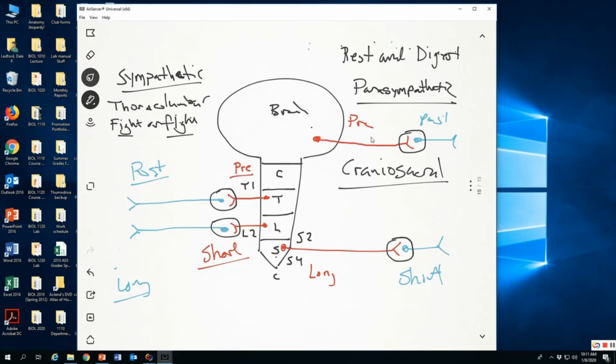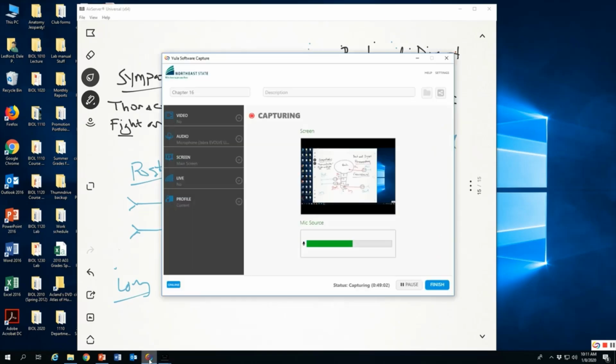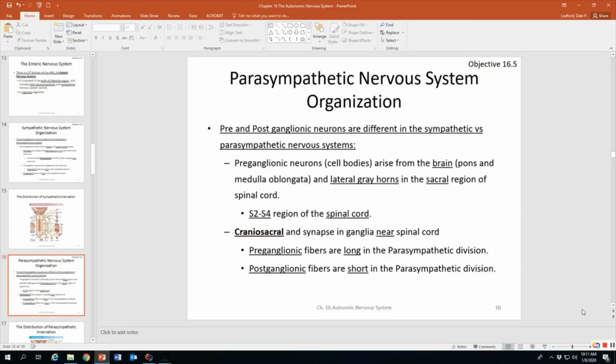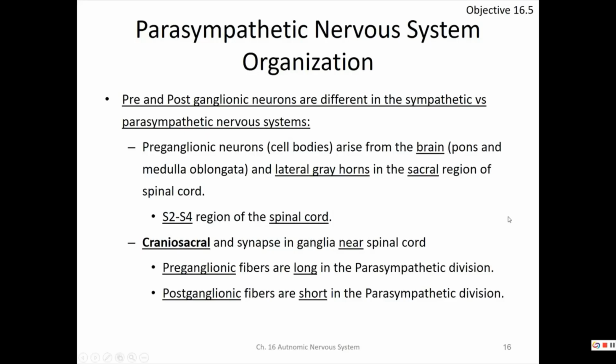Then lastly, we want to put the ganglia far off. The ganglia are far off here, away from the central nervous system, because of the long preganglionic neurons. Now, I'm going to ask these kinds of structural differences between sympathetic and parasympathetic divisions, so do be highly aware of that. If you're looking at the chapter reviews, you'll see that. Some stuff that I'm going to be asking you guys about there.